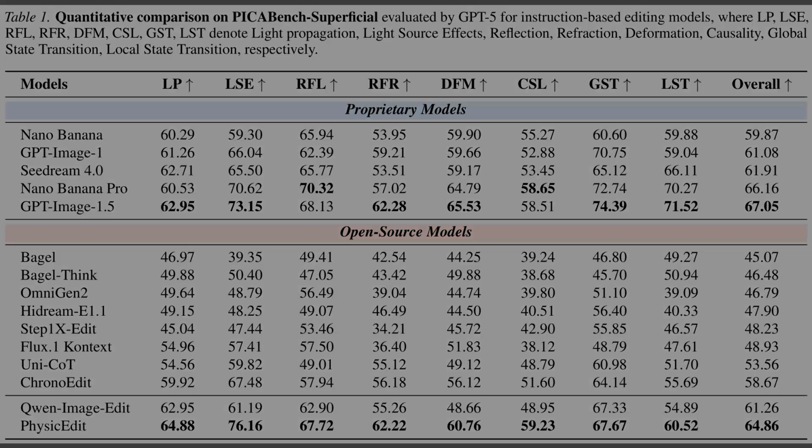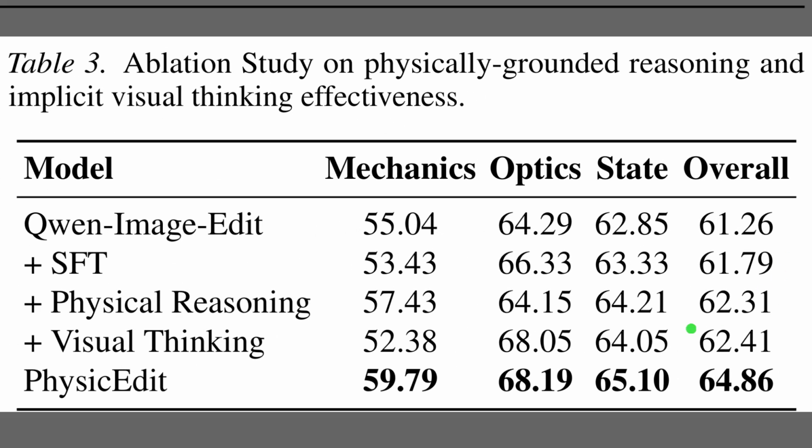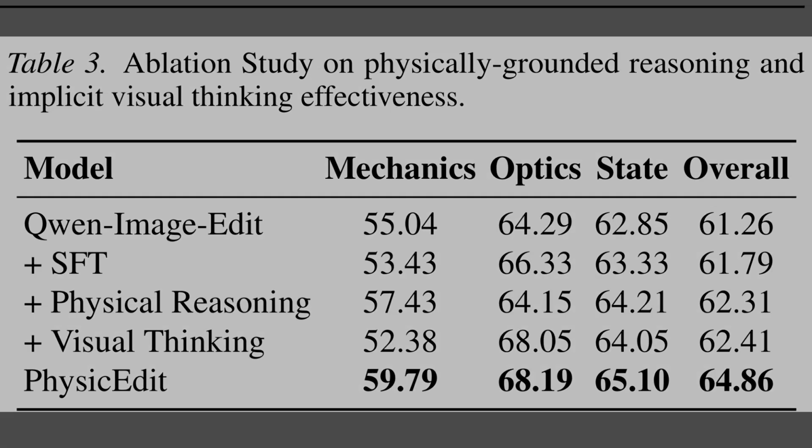Moving to the component analysis, Table 3 details an ablation study to pinpoint where these improvements come from. We see that standard supervised fine-tuning, labeled plus SFT, offers only a marginal gain over the Qwen ImageEdit baseline. However, adding the physical reasoning stream significantly boosts the mechanics score to 57.4, showing that textual logic helps with rigid body dynamics. In contrast, the visual thinking module excels at optics, raising that metric to over 68. Ultimately, the full PhysicEdit model at the bottom combines these strengths to achieve the highest overall performance.